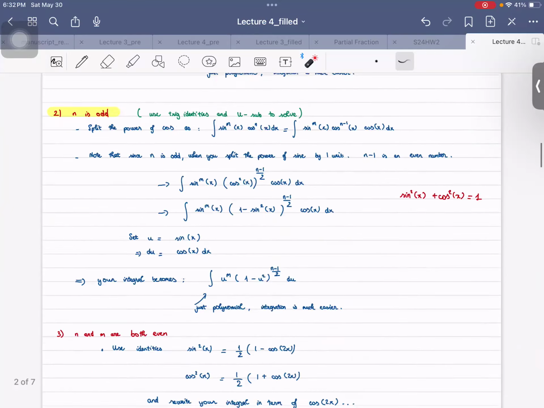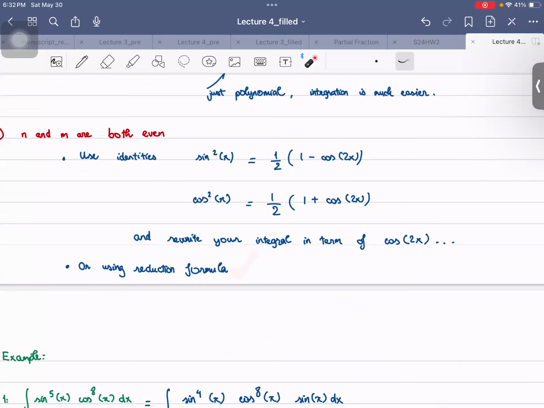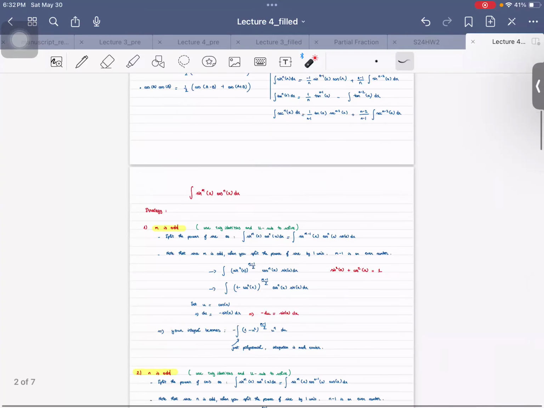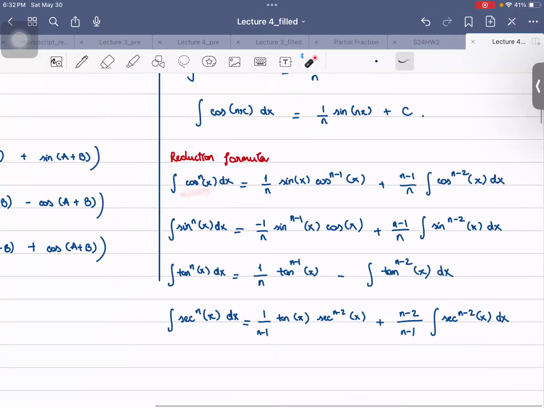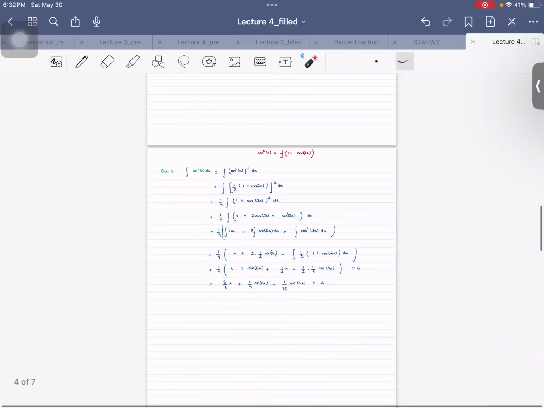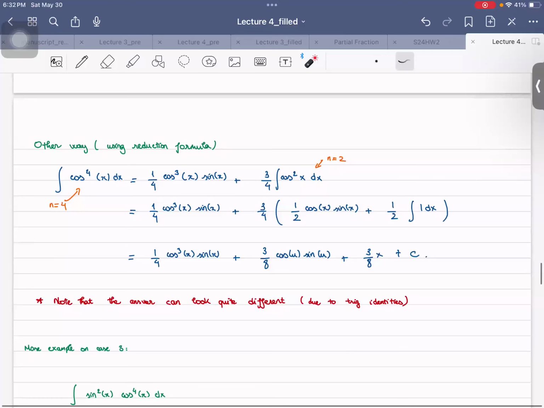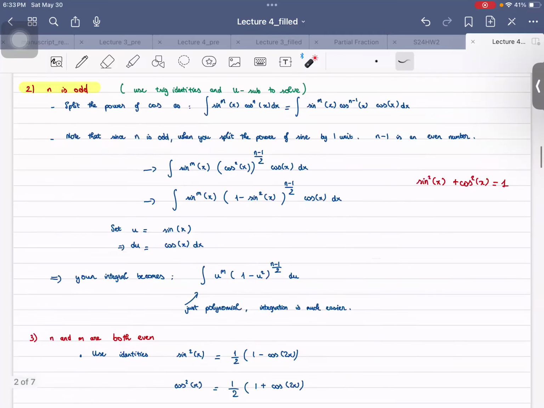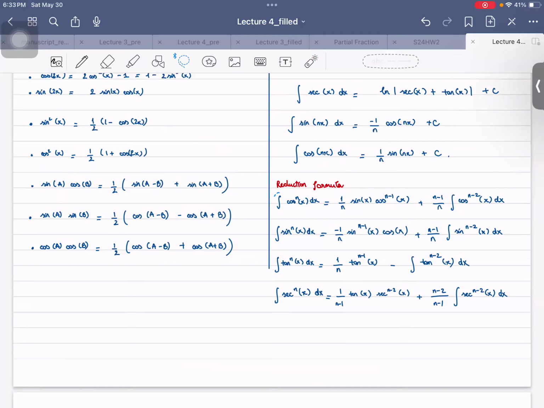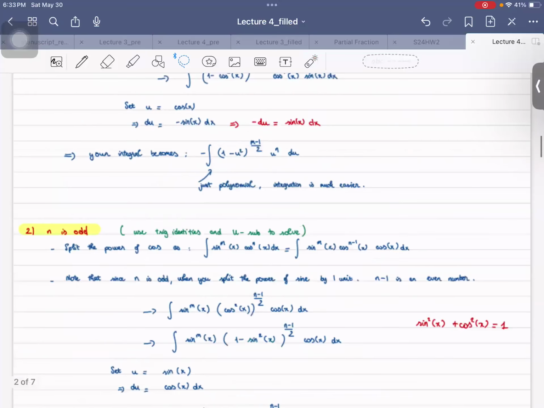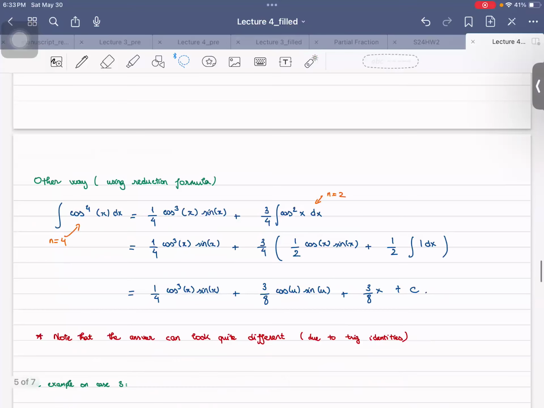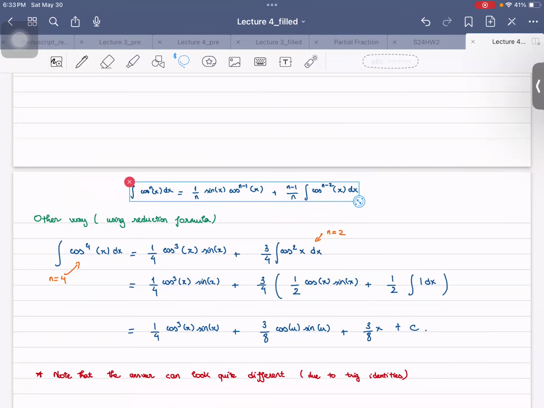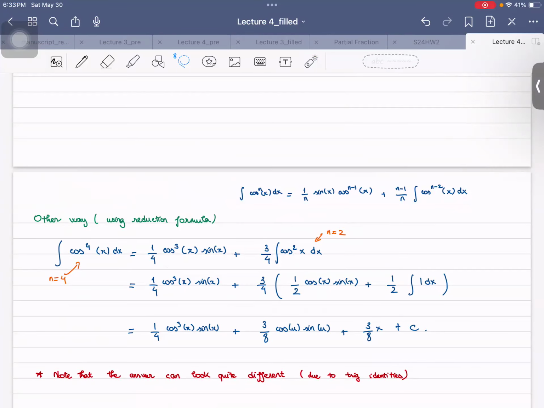You can also use the reduction formulas if you want to. So this is the reduction formula, for cosine to the power of n and sine to the power of n. You can use these two. So for instance, over here, I use the reduction formula. I have cosine to the power of 4. So let me copy down this thing, because actually I don't remember this at all. We're going to copy these down. So this is the reduction formula for cosine to the power of n.